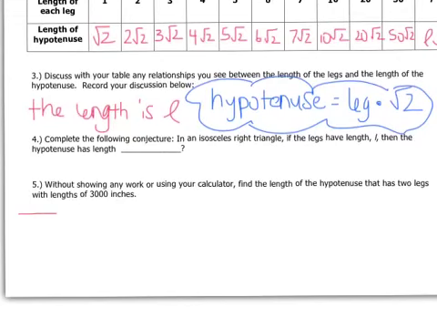In an isosceles right triangle, if the legs have length L, then the hypotenuse has length. Mark, what did you guys fill in for number 4? L radical 2. Again, just kind of restating what Artem said in number 3. Then number 5, kind of testing that conjecture. Without showing any work or using your calculator, find the length of the hypotenuse that has 2 legs with lengths of 3,000 inches.